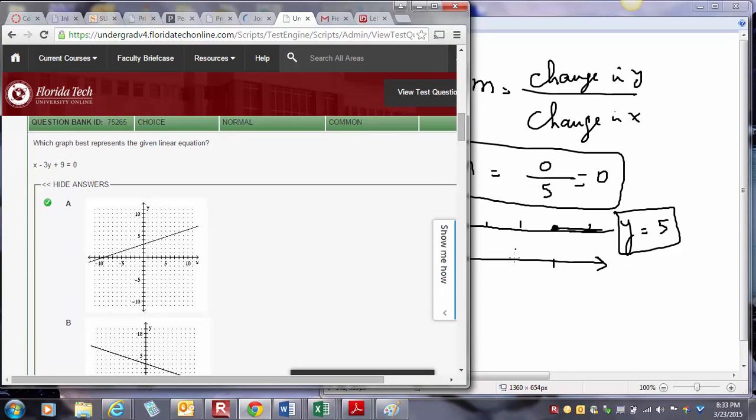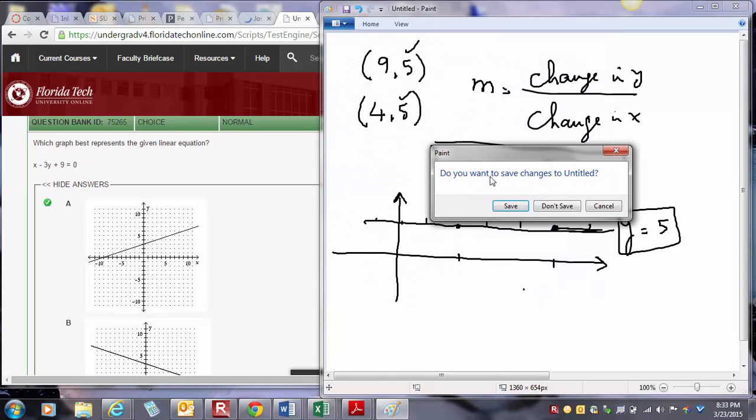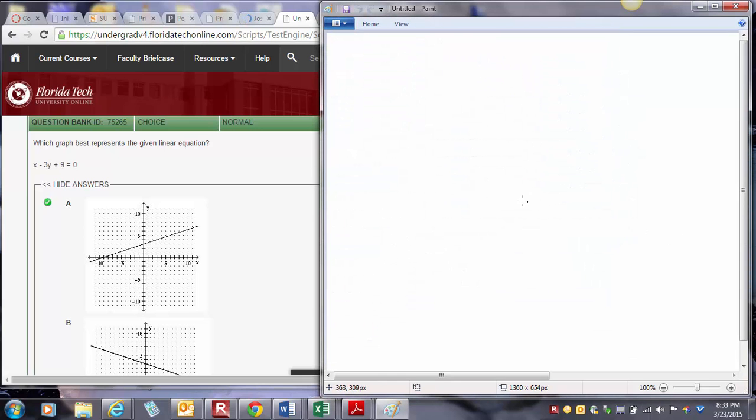On the next question, we are given which graph best represents the given linear equation. So the best way to figure out which one is the best graph is to find the y-intercept and the x-intercept. And to find the y-intercept, where the line crosses the y-axis, all you have to do is substitute x equals 0 in the equation.